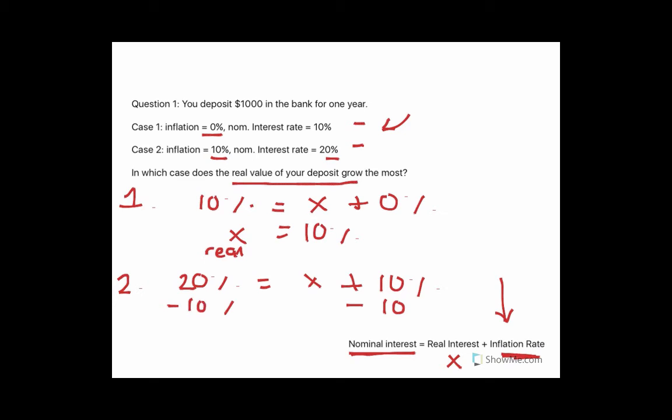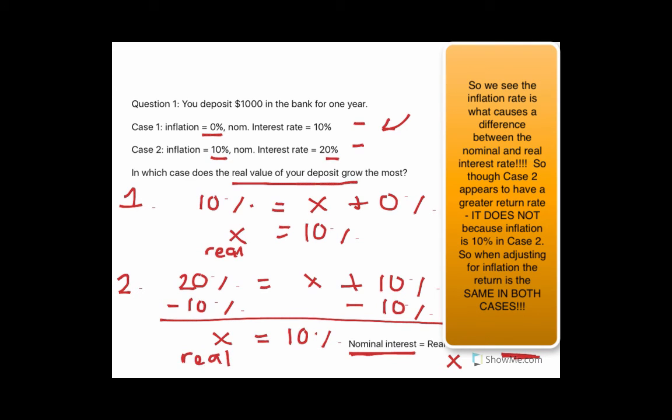So you subtract 10%, and you get that the real interest rate is now 10%. So in which case does the real value of your deposit grow the most? Well, it's the same in both, as you can see here.